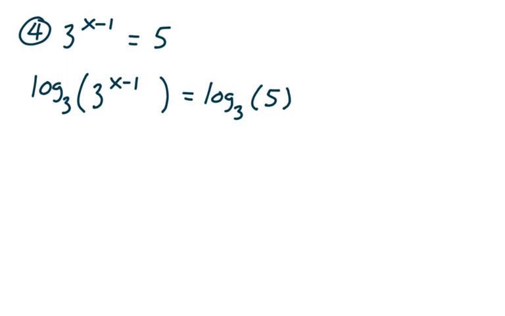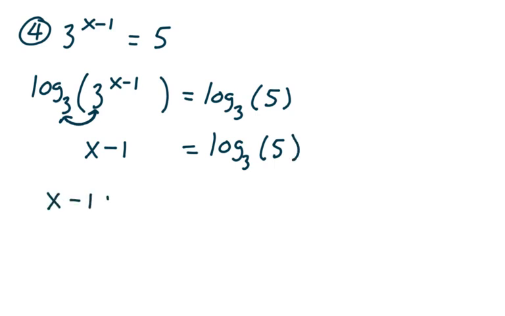Notice how the base of the log and the base of the exponent inside the argument match. And because these bases match, what you get left is that exponent of x minus 1 on the left-hand side. On the right-hand side, we get log base 3 of 5. And so I'm going to add 1 to both sides to solve for x.